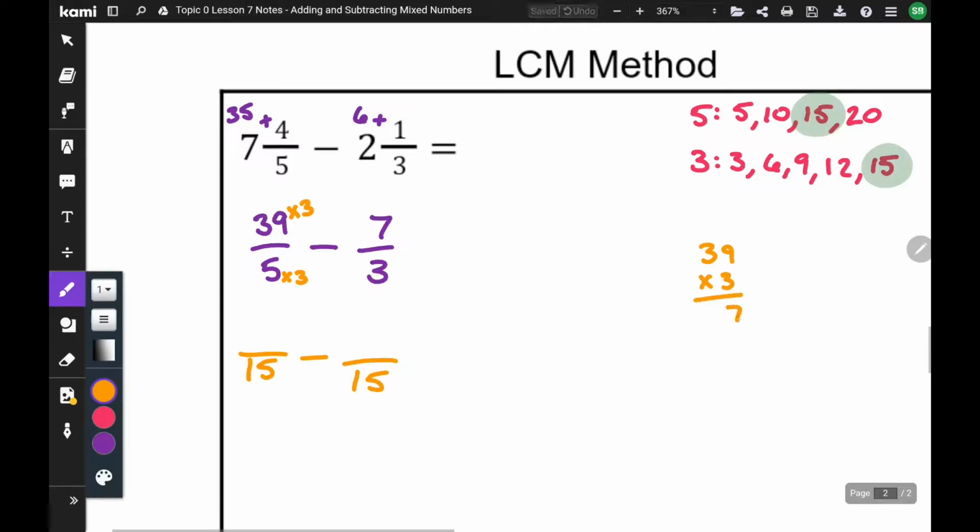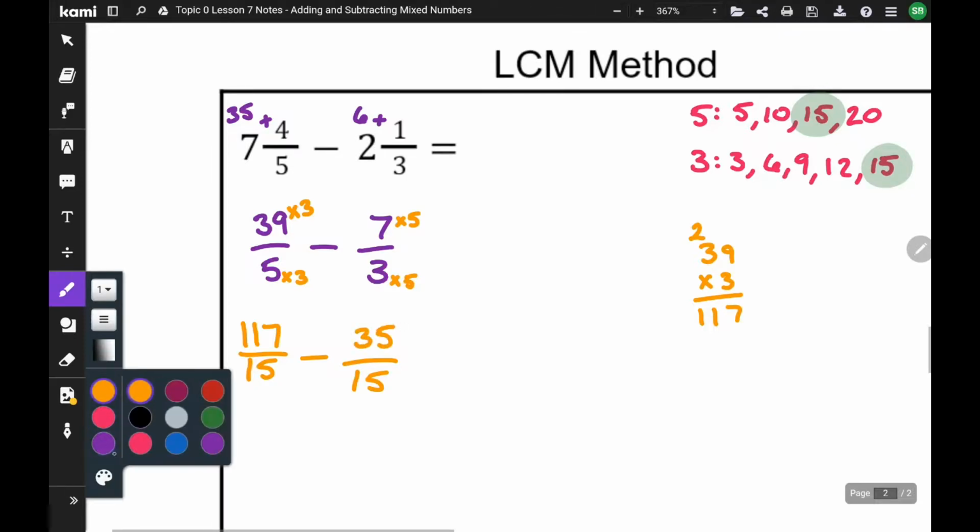3 times 9 is 27. Carry my 2. 3 times 3 is 9, plus 2 is 11. So I have 117/15 minus, again over here, same process. I had to multiply it by 5 this time to get from 3 to 15. What I do to the denominator, I do to the numerator, so I have to multiply it by 5. 7 times 5 I know is 35.